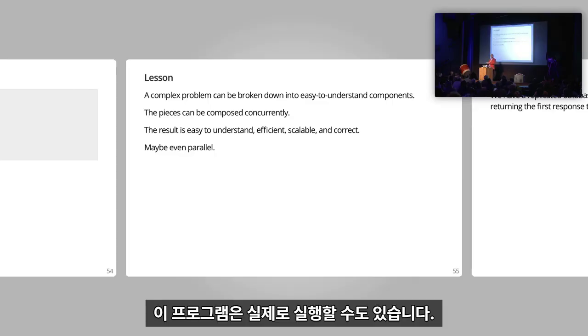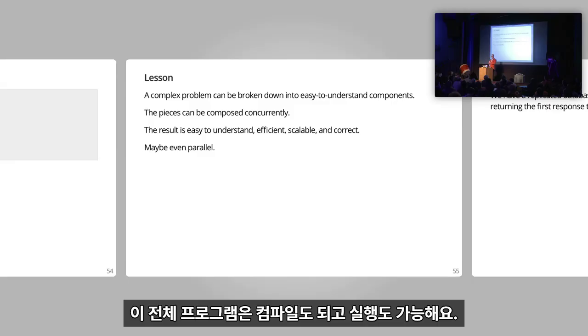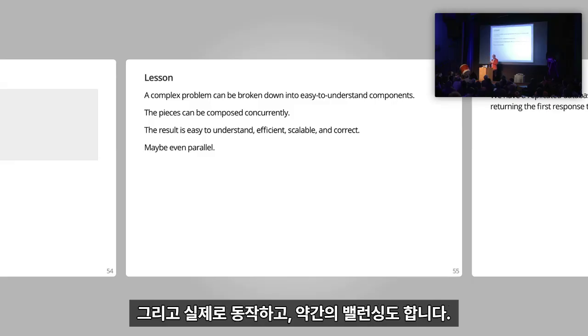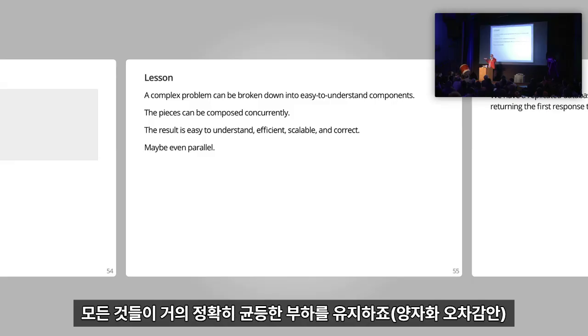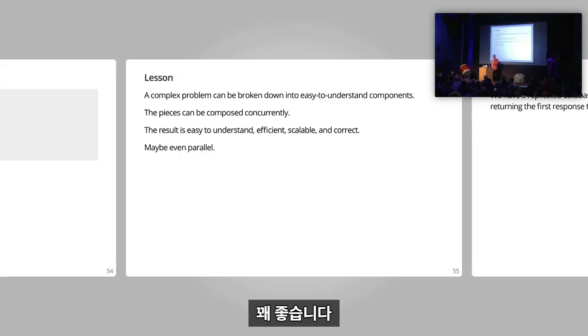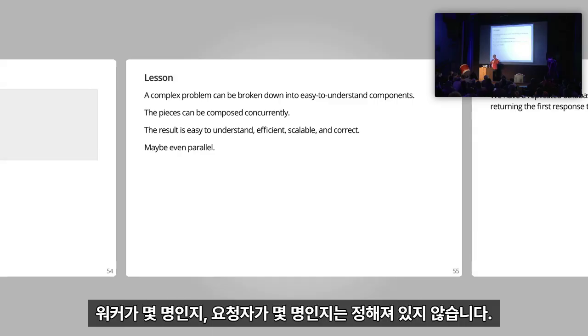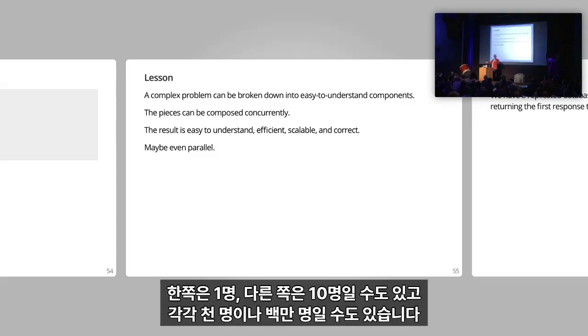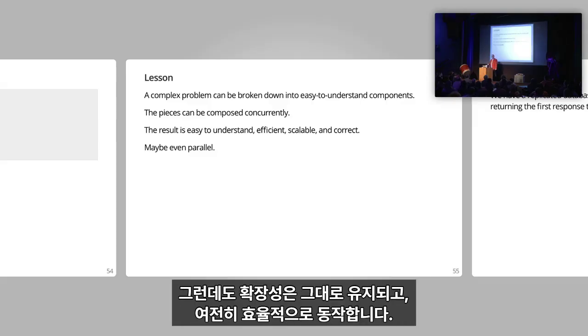And you can actually run this program. This program is all compilable and runnable. And it works, and it does the load balancing, and the things all stay at exactly uniform load, modulo load quantization. It's pretty good. And I never said how many workers there are or how many requesters there are. There could be one of each and ten of the other, or 1,000 of each, or 1,000,000 of each. The scaling still works, and it still behaves efficiently.